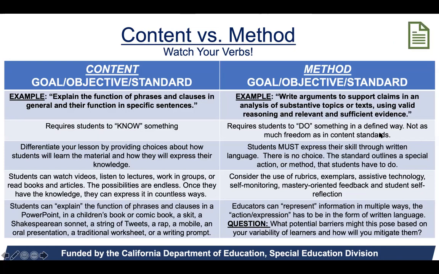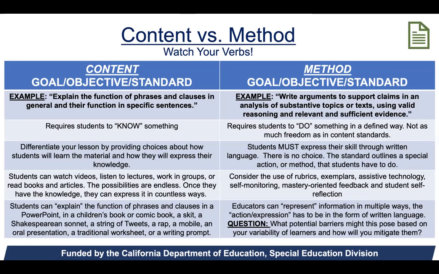Students are required to do something in a defined way, not as much freedom as in content standards. Students must express their skill through written language. There is no choice with a method standard. The standard outlines a specific action or method that students have to do or perform. You can still consider the use of rubrics, exemplars, assistive technology, self-monitoring, mastery-oriented feedback, and student self-reflection.